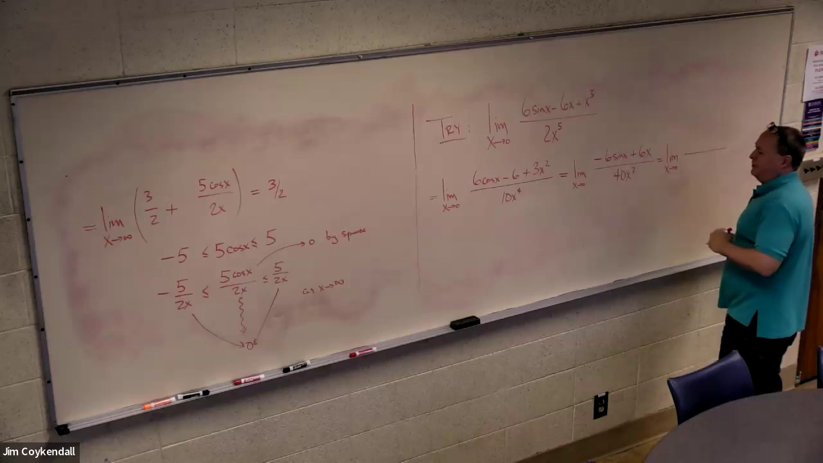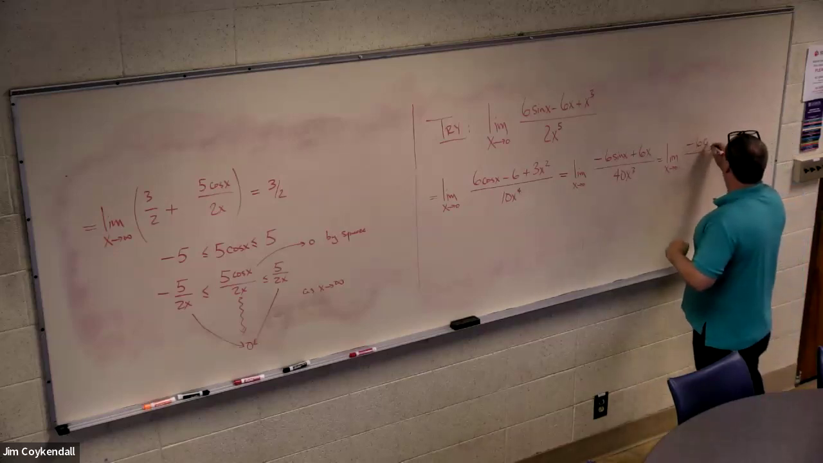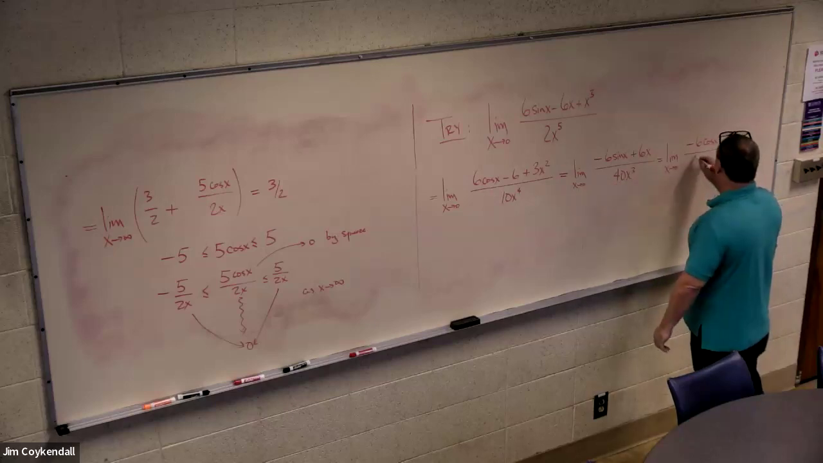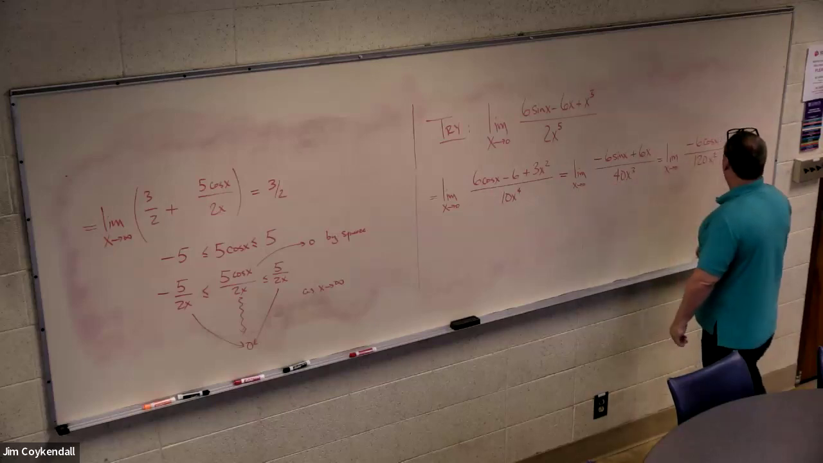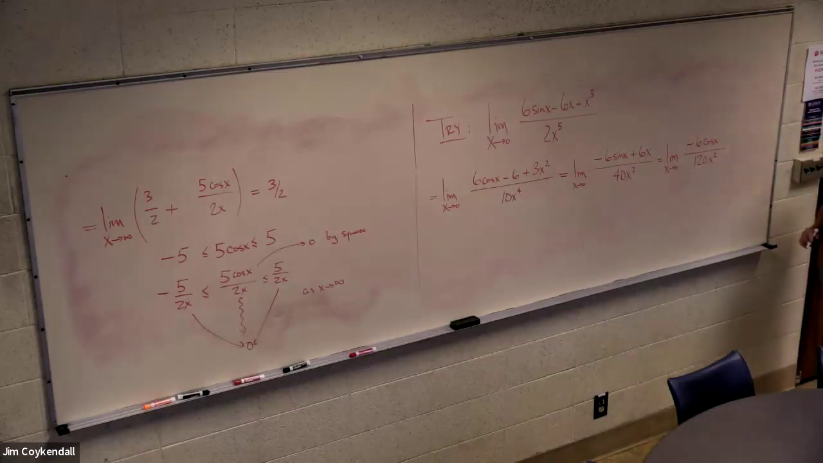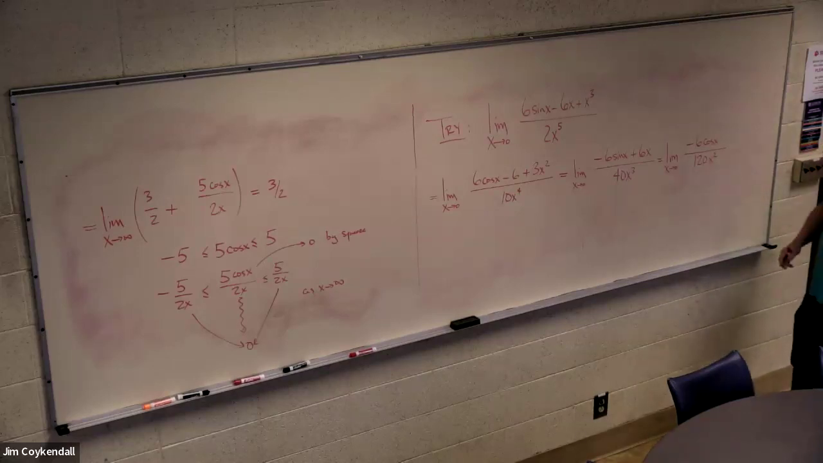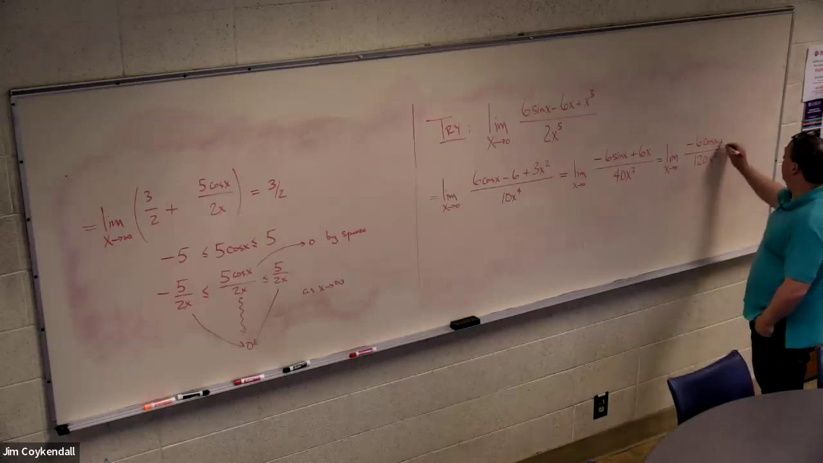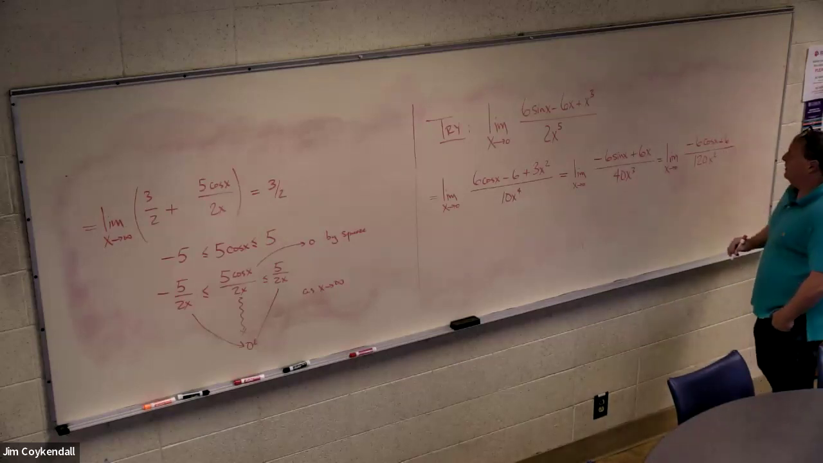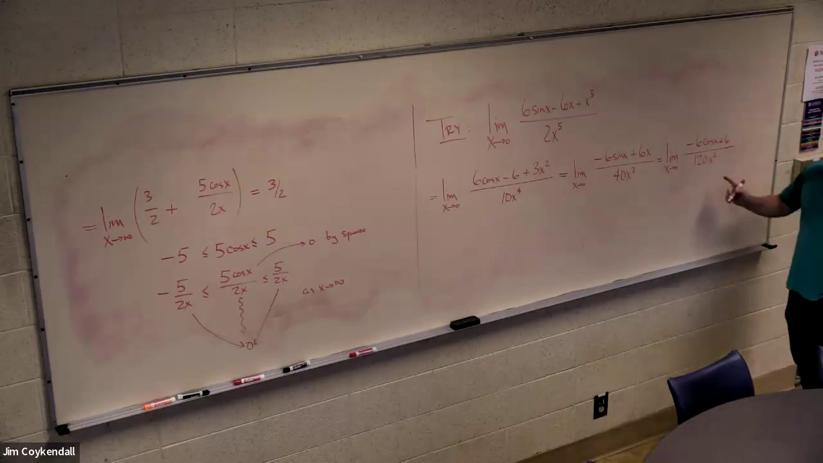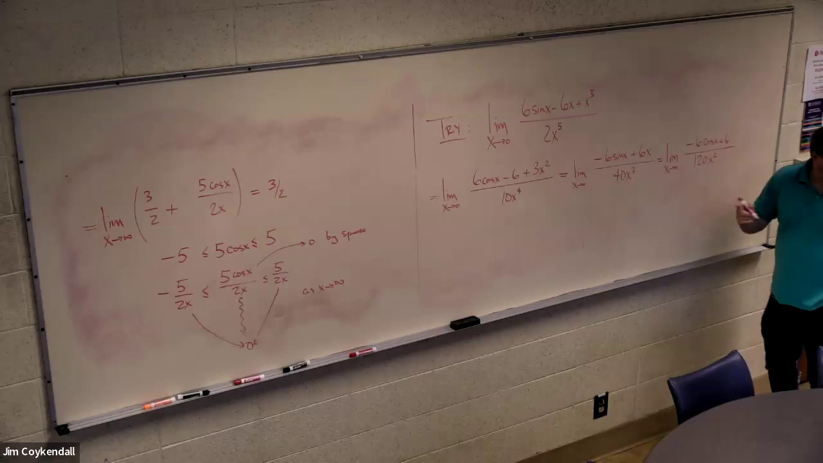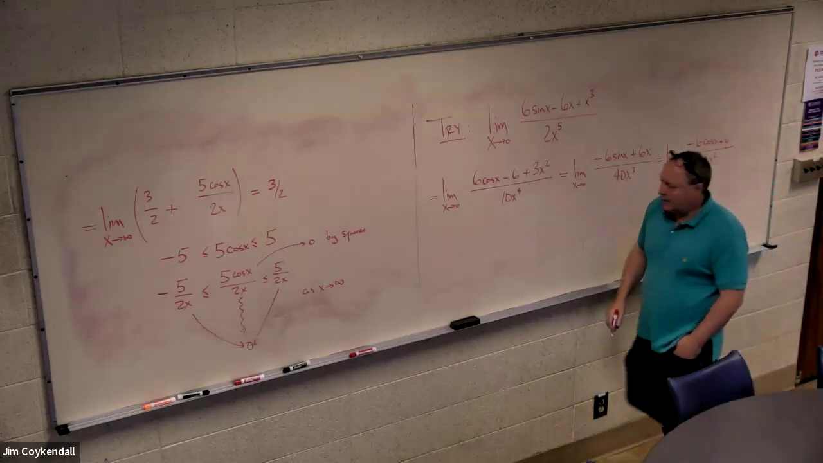Derivative of minus 6 sine x is minus 6 cosine x. And derivative of 40x cubed is 120x squared. Plus 6, thank you. So when I plug in 0, I get 0 on the bottom, and I get minus 6 plus 6 is 0. Good. Start again.